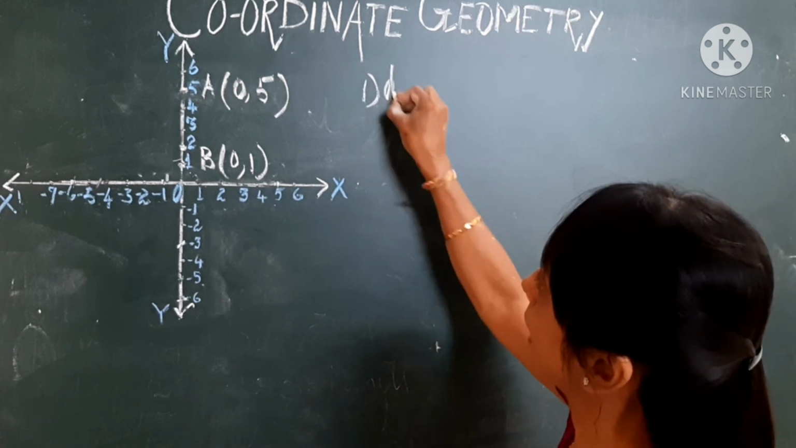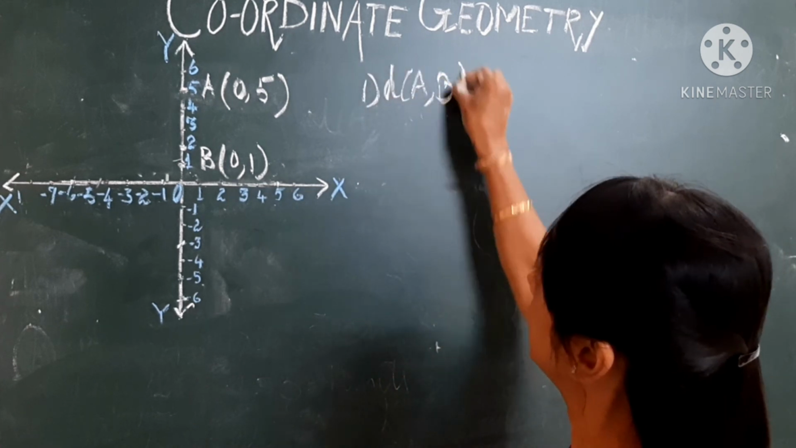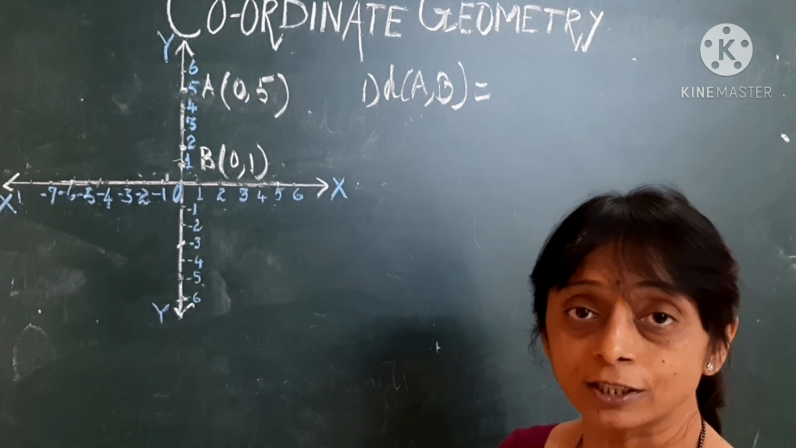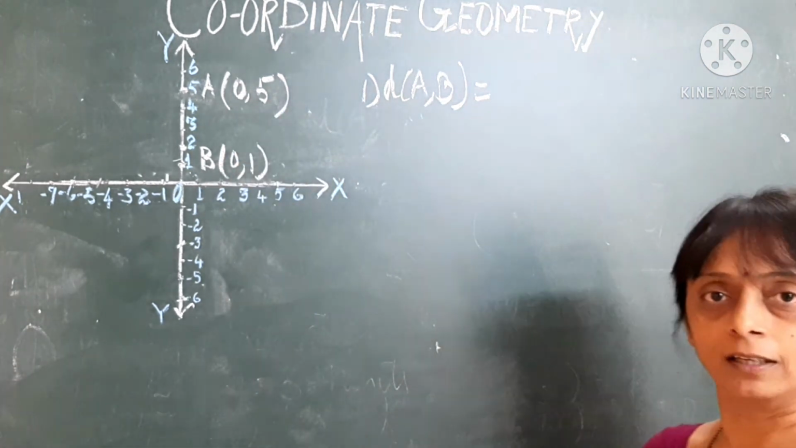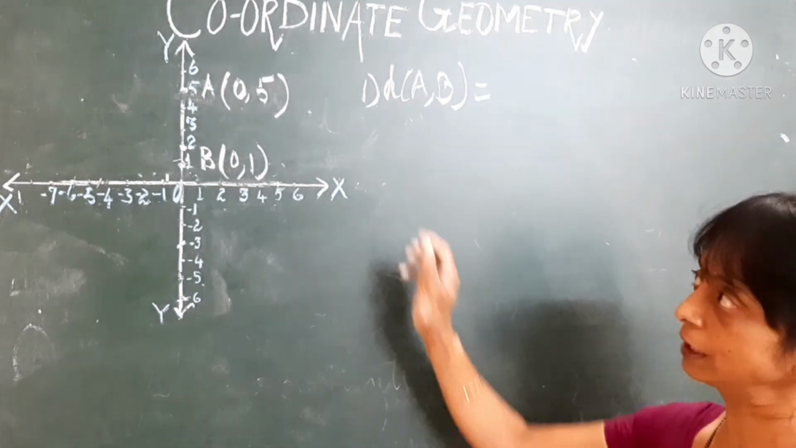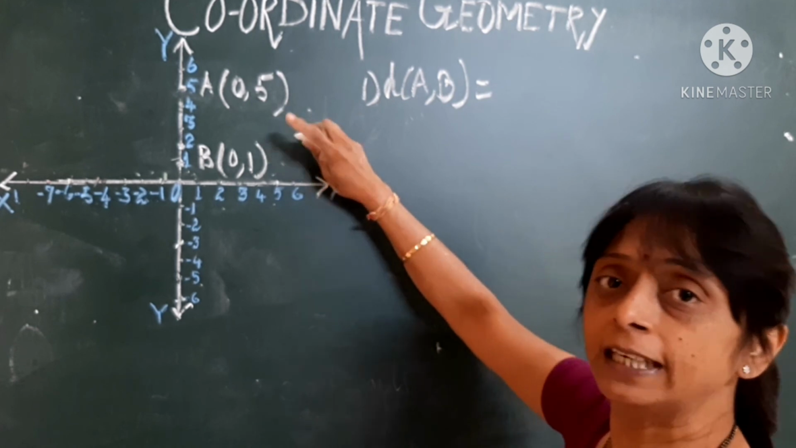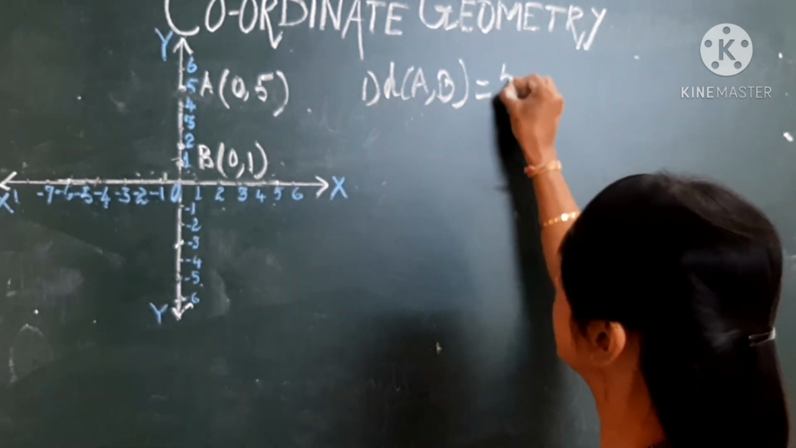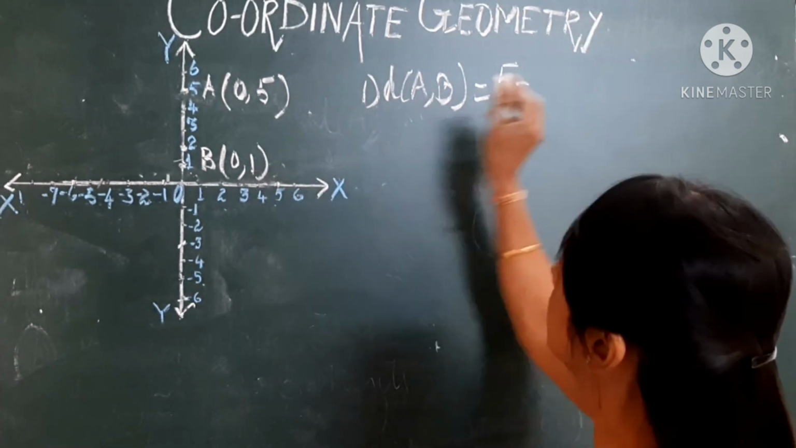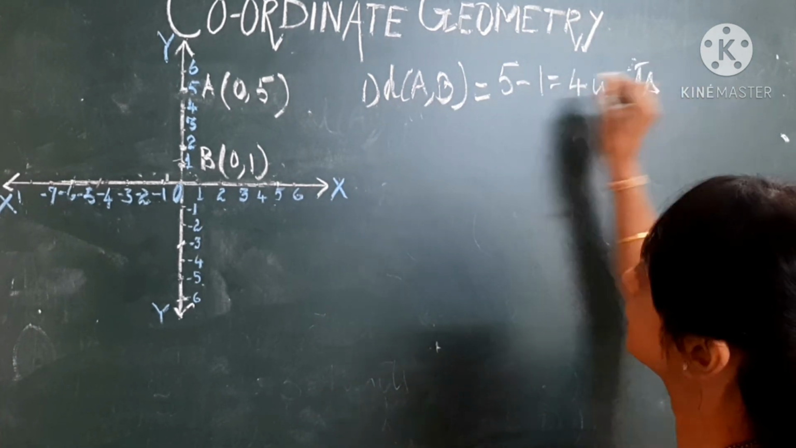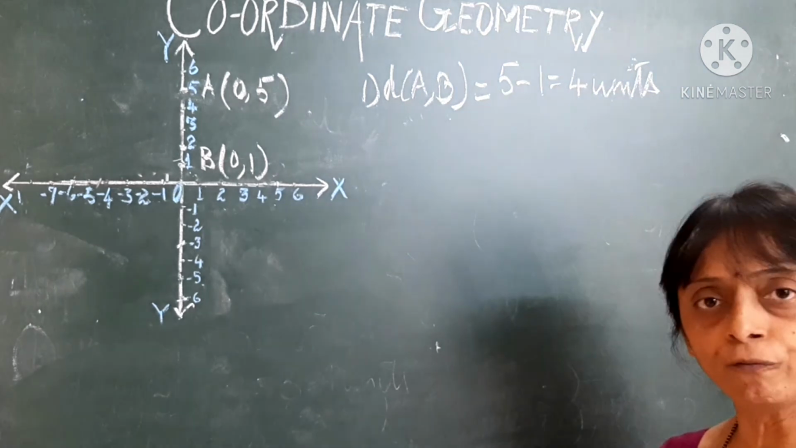So how do you calculate distance AB? As the x-coordinate is 0, let's concentrate only on the y-coordinates. So it will be greater minus smaller. Who is greater? Is 5 greater or 1 greater? Definitely 5 is greater. So greater minus smaller, that is equal to 4 units. So distance AB is equal to 4 units.